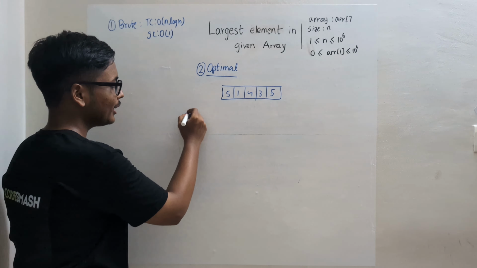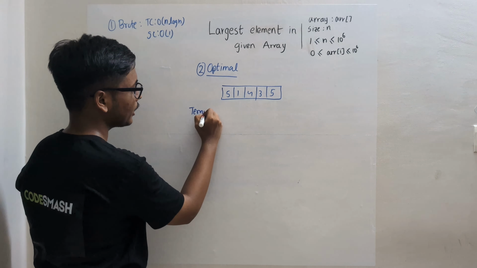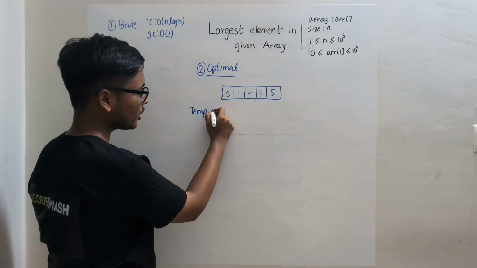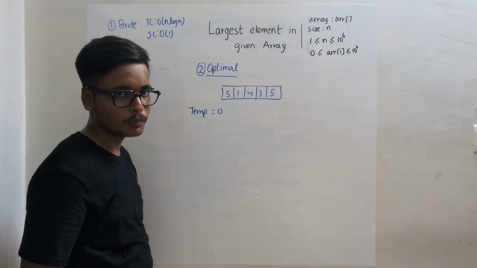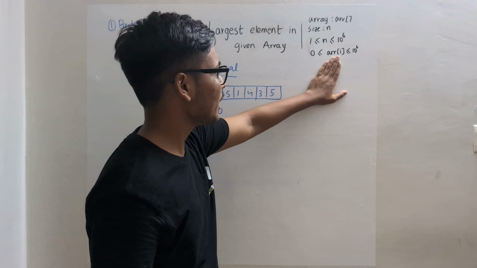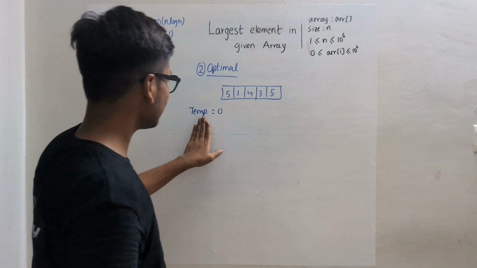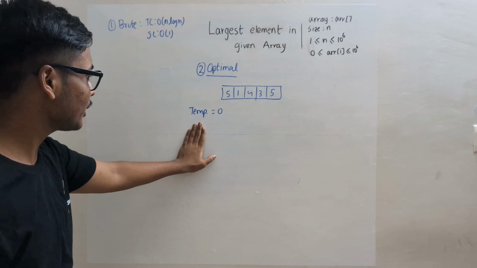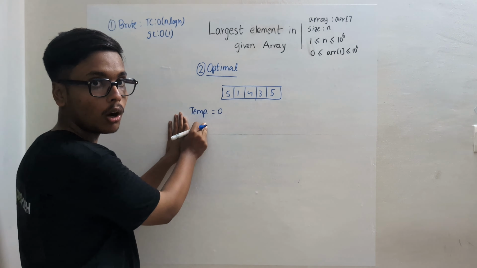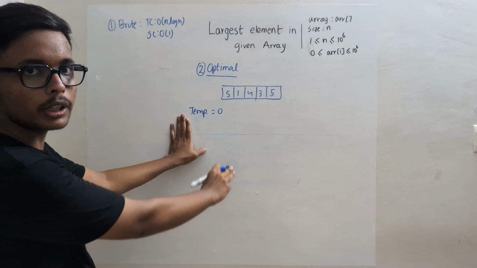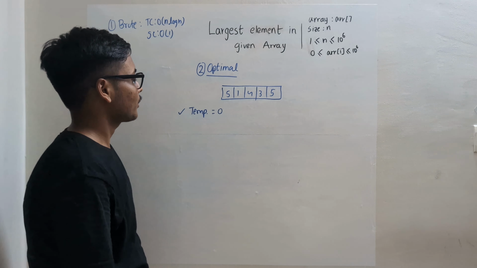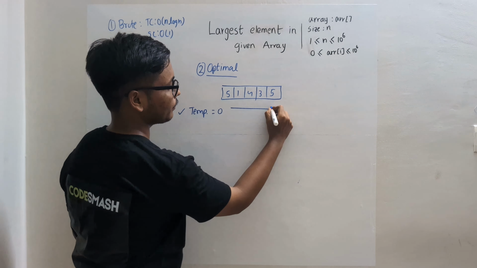If we declare a temporary variable outside the array, then we will initialize the value of temp with 0. As the minimum value of any element in the array is 0, we initialize temp with 0, so any value in the array will be greater than or equal to temp. After declaring temp, we will go across the array.